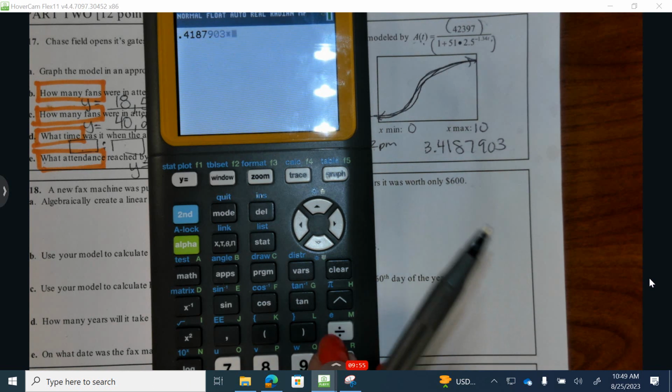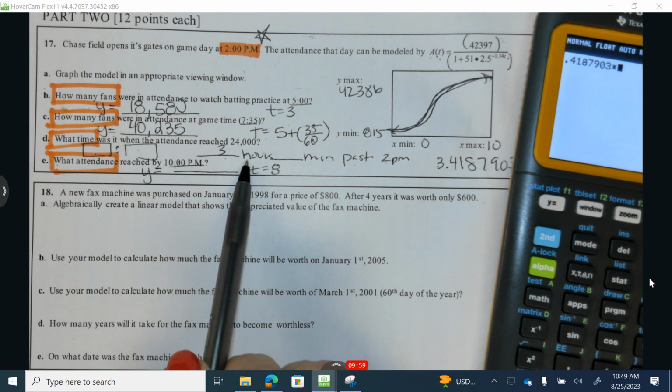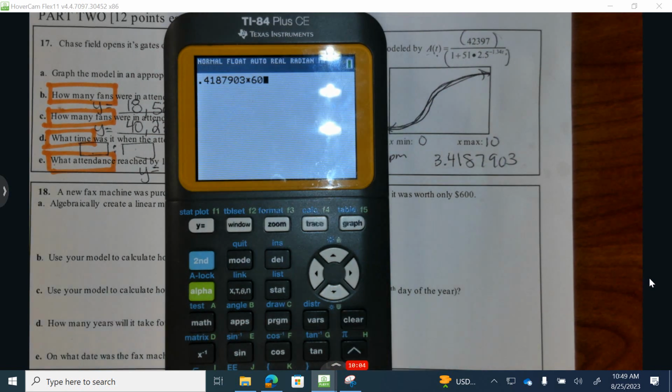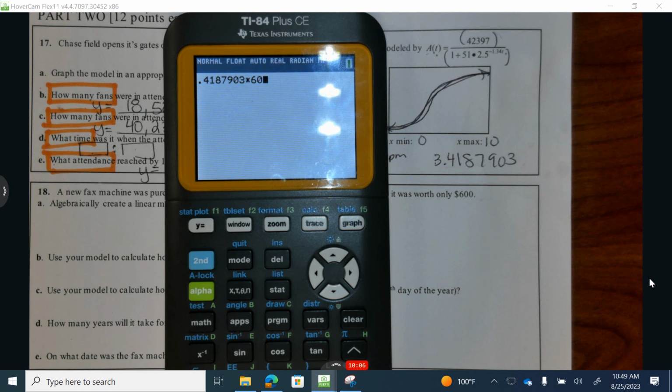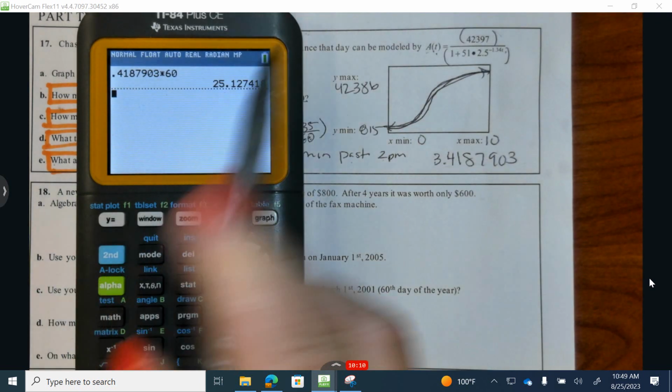And then I ask myself, how many minutes are there in an hour? How many minutes in an hour? There's 60. And I'm going to round my answer to the nearest minute. So this could round to 25 minutes.